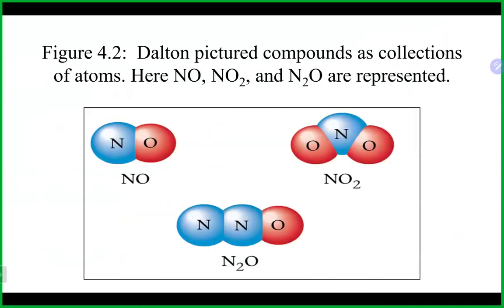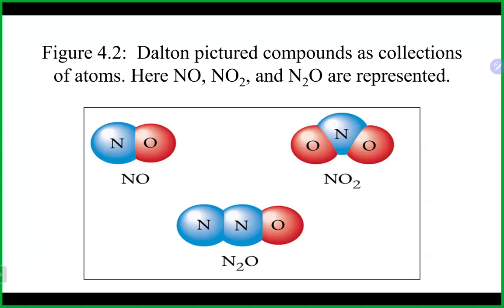So Dalton again pictured compounds as a collection of molecules coming together, and you can, as you see there, have basically the same elements involved, but different arrangements, different ways that they are bound together will essentially give you different compounds. They will also give you different formulas for these compounds in this particular case.